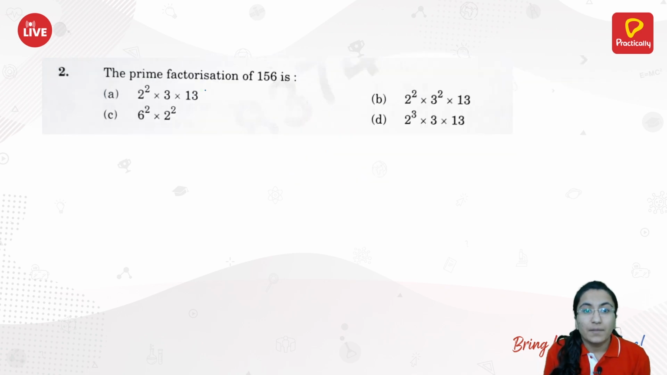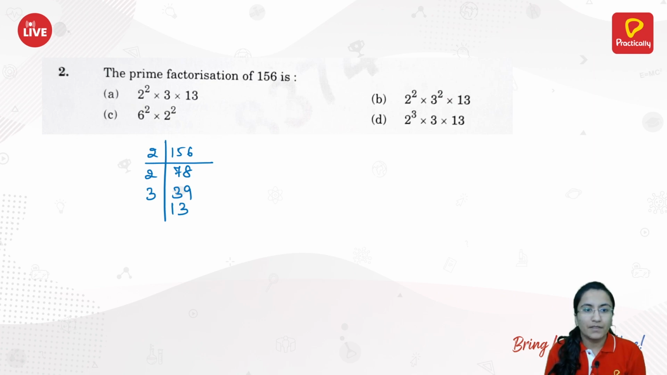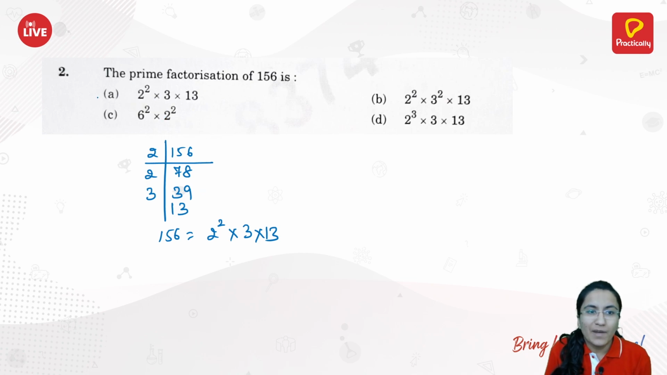Here's the next question. The prime factorization of 156 is. We need to do the prime factorization only. Let's just do it. So 156, we have 2. 2 is a factor of 156, so it comes out to be 78. Then you have 2, then you have 39 over here. Again it is divisible by 3, so you have 13. 13 is a prime number, so that means we have 156 as 2 into 2, that is 2 square, into 3 into 13. Let's match the options. We have 2 square into 3 into 13, which matches option A. So that means option A is correct.